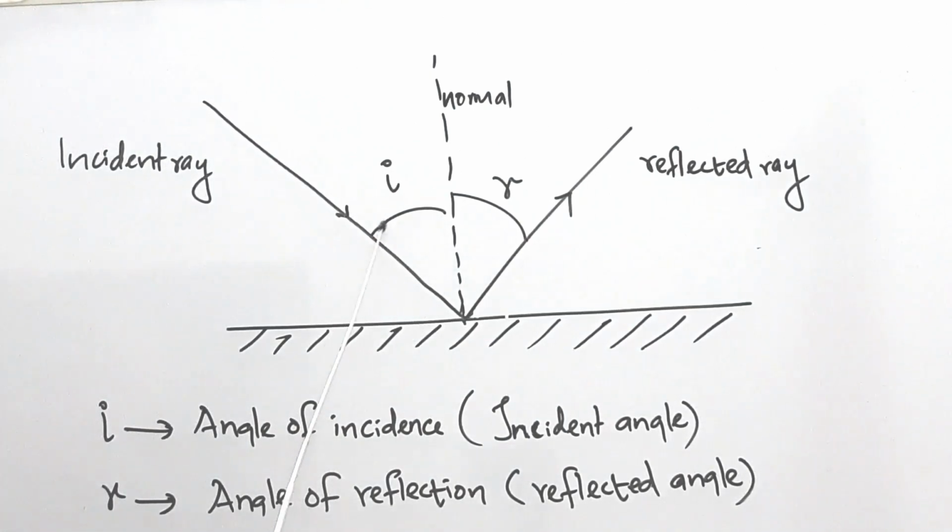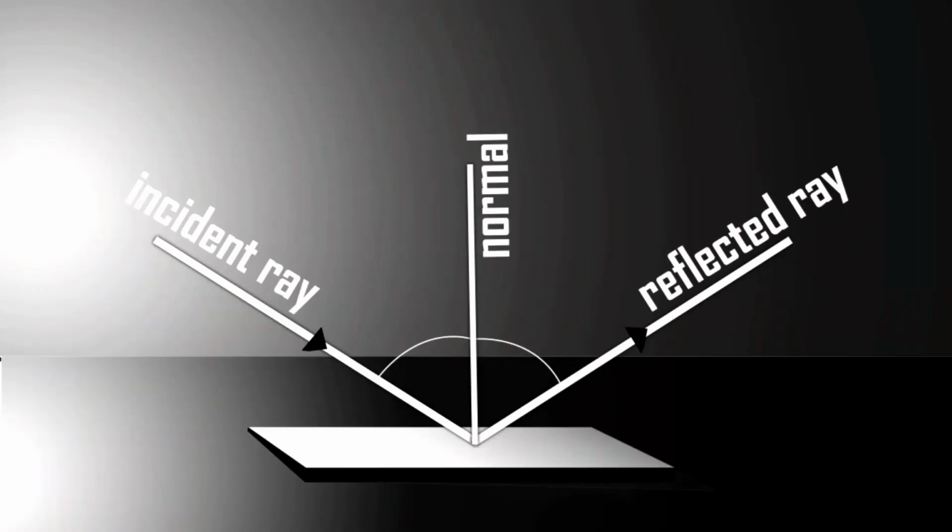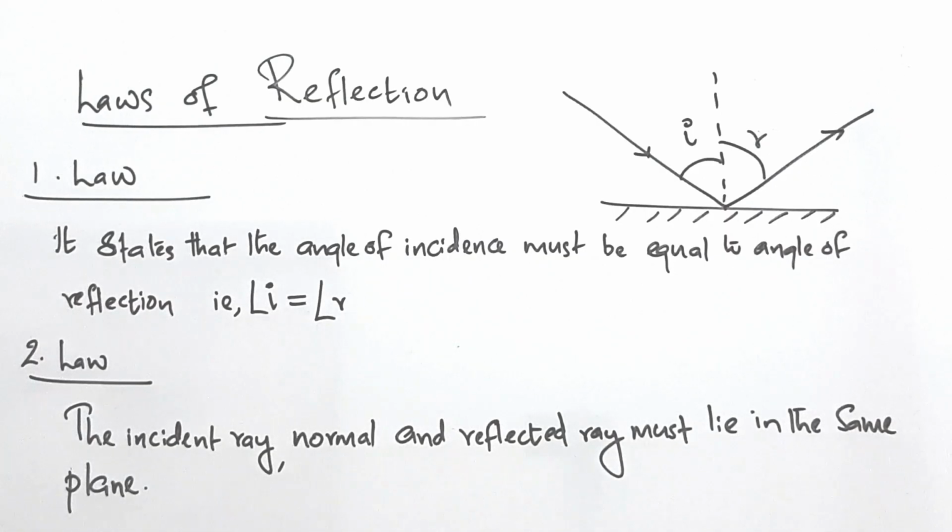The angle which is made by this incident ray and this normal is called angle of incidence or incident angle. On the other hand, the angle which is made by this reflecting ray and the normal is called angle of reflection or reflected angle. Angle of incidence is represented by the letter I and angle of reflection is represented by the letter R.